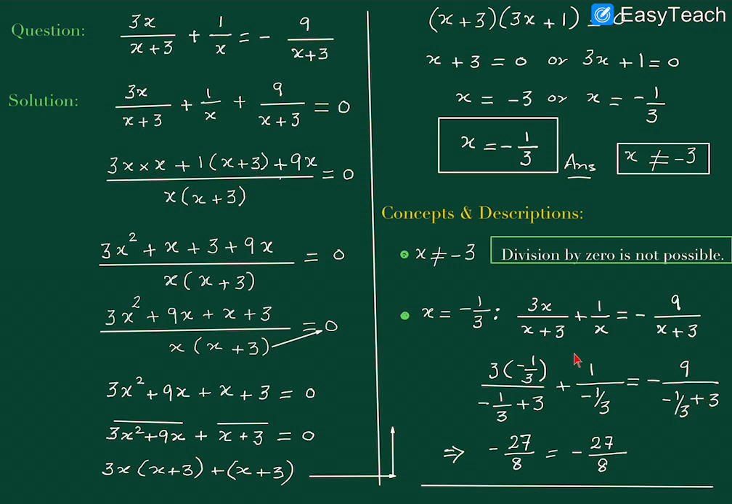Now when we solve it and simplify it, both sides get equal. So it means that this value of x is satisfying the given equation. So it means that this is the valid answer of this question.